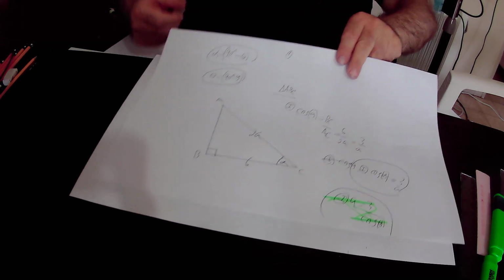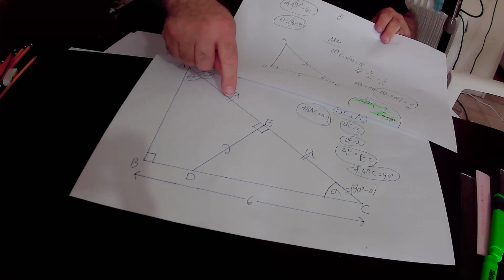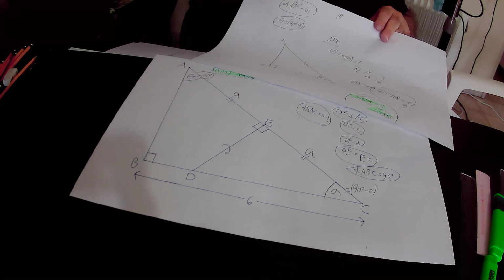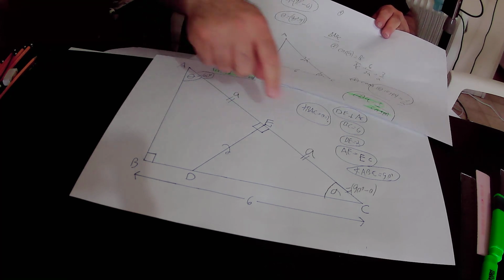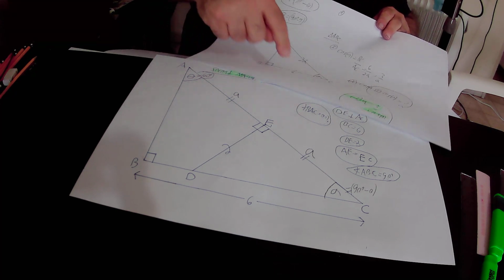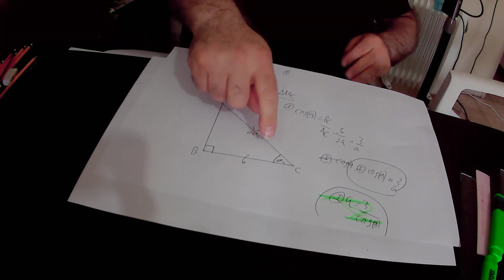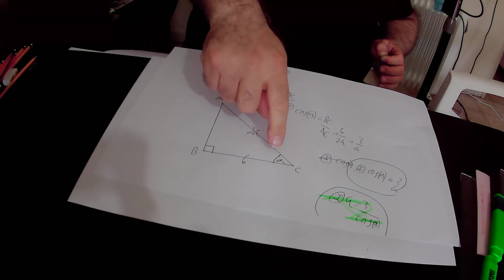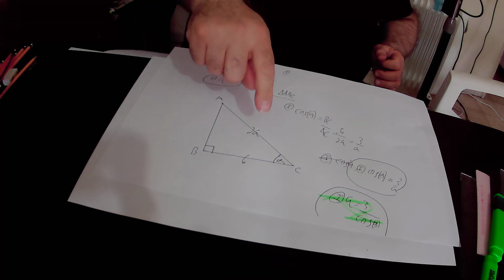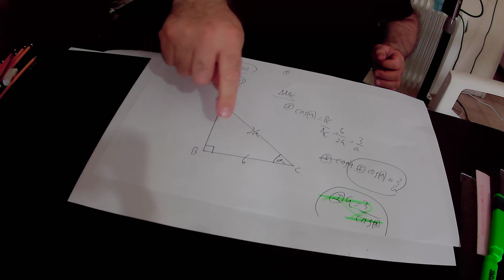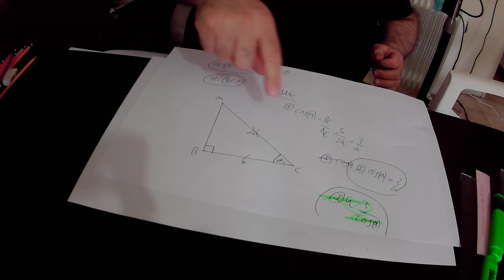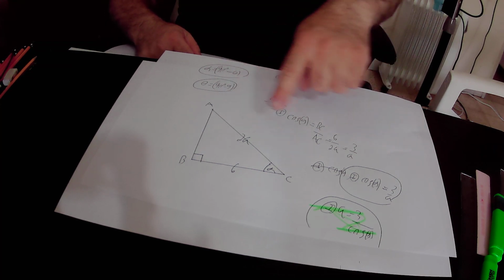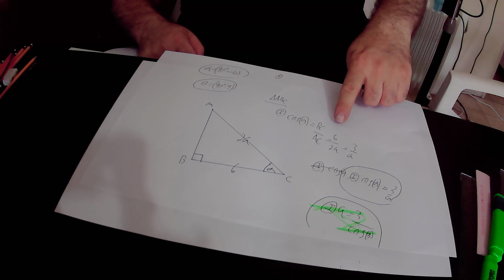AC equals, according to the first method, we defined this side as A, and this is also A, because they are equal to each other. Therefore, AC, the hypotenuse, equals A plus A, that is 2A. BC equals 6 units, it is given in the question, and we defined angle ACB as alpha. So here, cosine alpha equals BC over AC. BC is 6 and AC is 2A. So cosine alpha equals 6 over 2A.